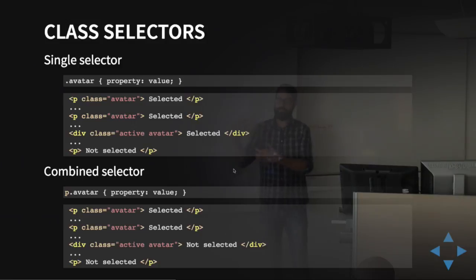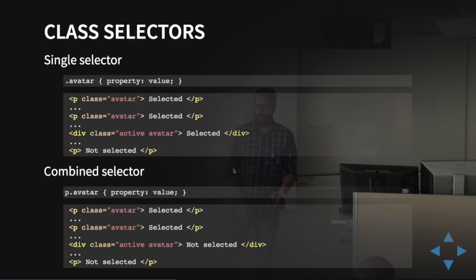However, you can start to combine the selectors. In this case, we combine the tag selector of P with the class selector for the avatar class. This one says take every element that has an avatar class and is a P element. This will disqualify the div because that is not a P element.